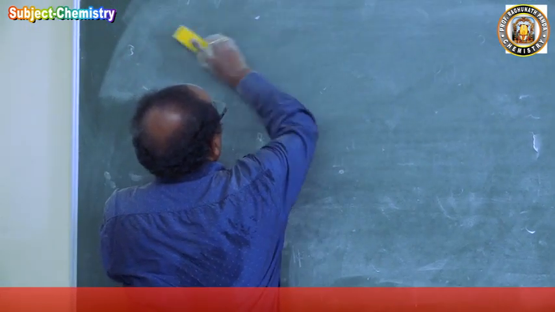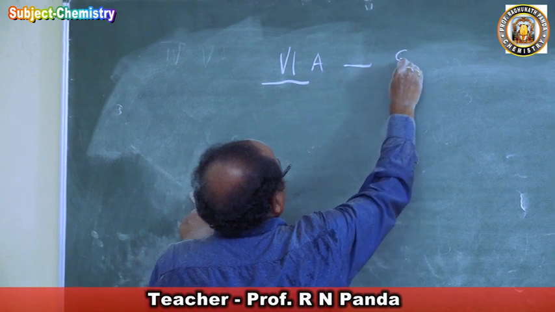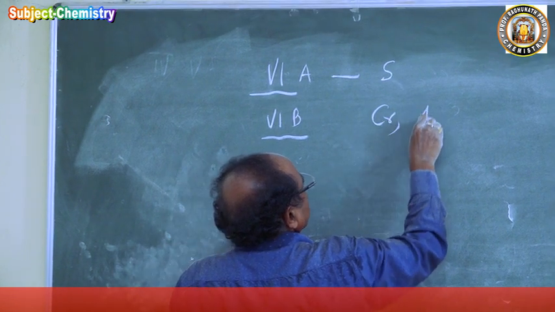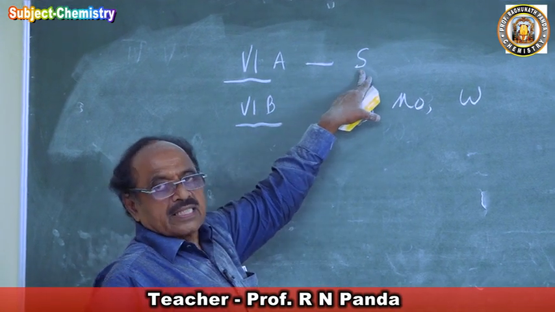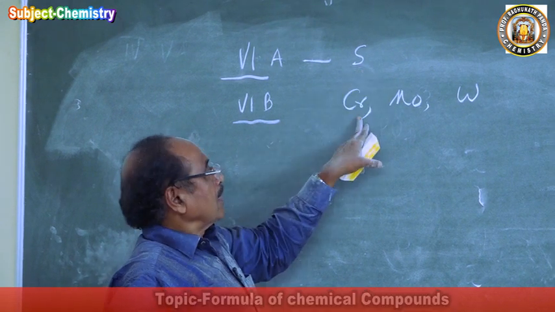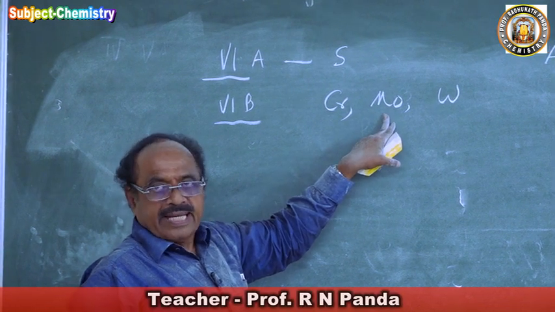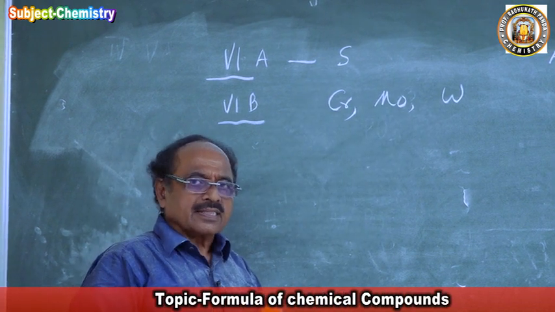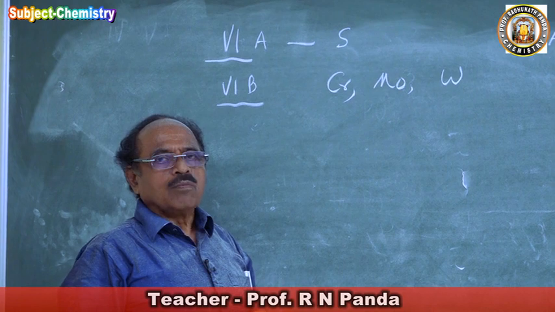Now I will come to group 6. In group 6 I will take sulfur, and in group 6B I will take chromium, molybdenum and tungsten. I wrote sulfate, sulfite, thiosulfate, tetrathionate for sulfur. For chromium I wrote chromate, dichromate. For molybdenum, molybdate. For tungsten, tungstate. All these acid radicals, ATE and ITE radicals, will combine with H plus to form their oxyacids.